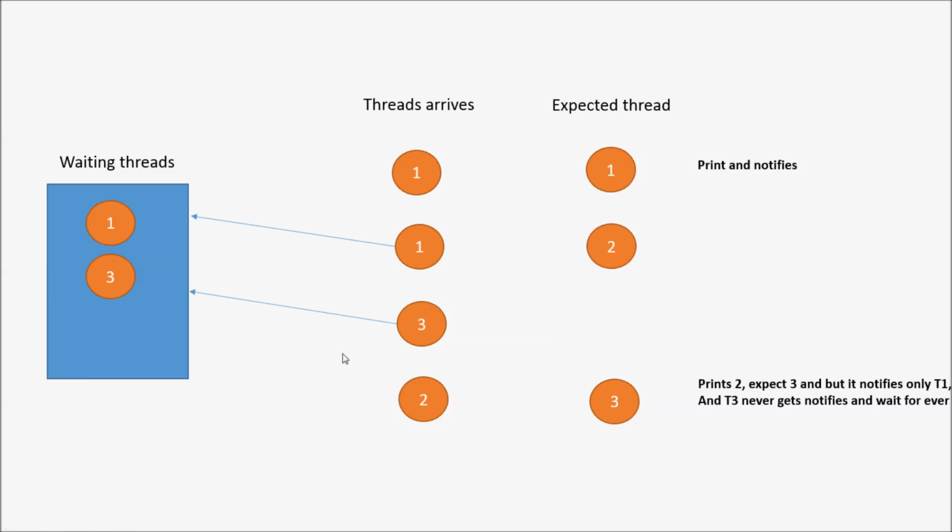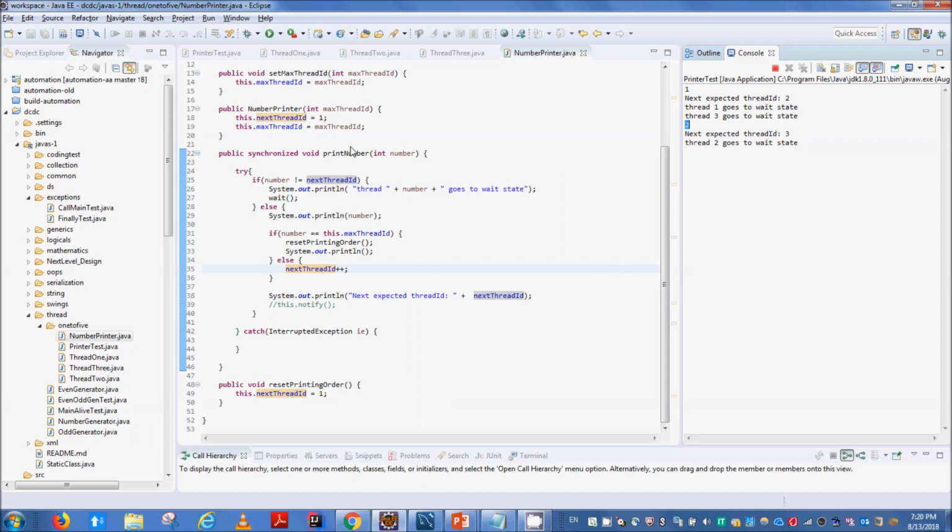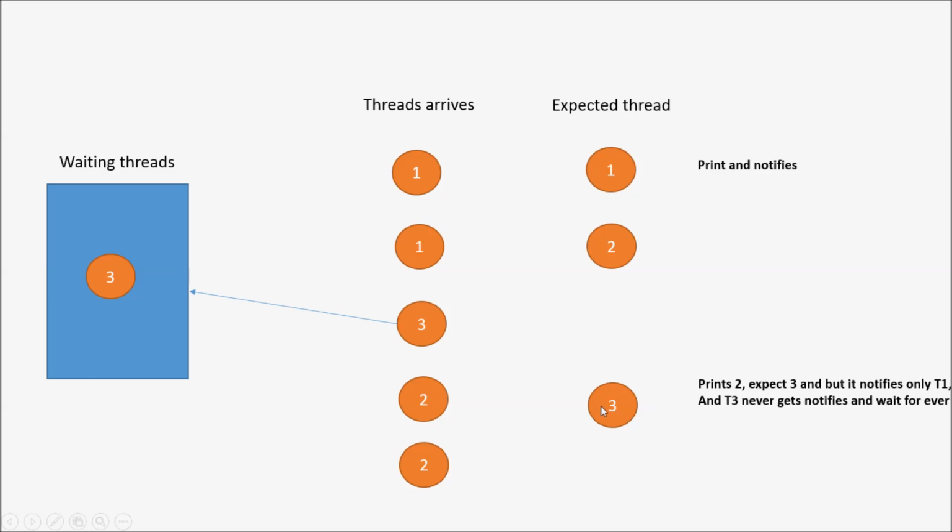When it notifies one of them, in our case it notifies only one, which is thread number 1. So thread 1 goes out and thread 3 still holds and waits in the waiting state. No one has notified it. Then as per our output, we will see that thread 2 comes again, but we are expecting thread 3, so thread 2 will also go to the waiting state. Now nobody is notifying anyone, because we are not able to satisfy our condition, like when the thread number is 3.